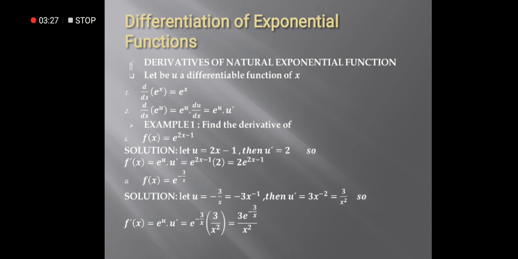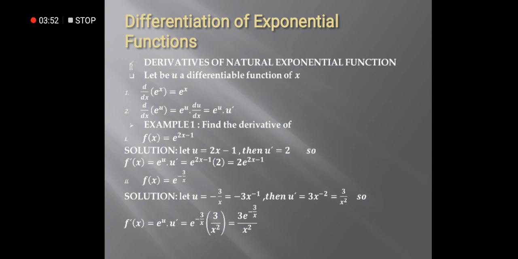Let u equal 2x minus 1, then u dash equals 2. So f dash of x will be equal to e power u times u dash, equals e power 2x minus 1 times 2, which is the derivative of 2x minus 1, which will finally be equal to 2e power 2x minus 1.